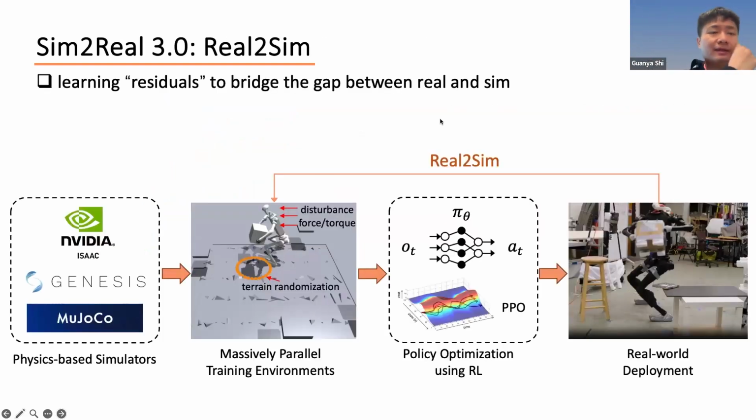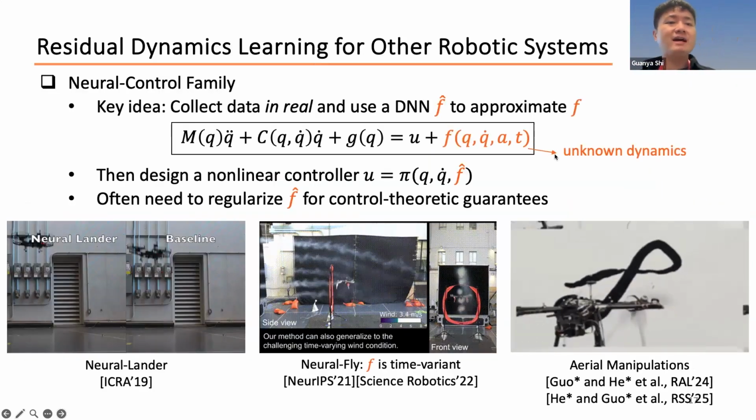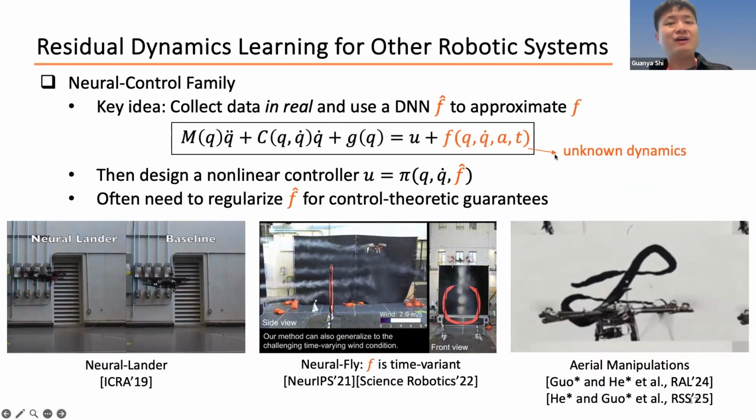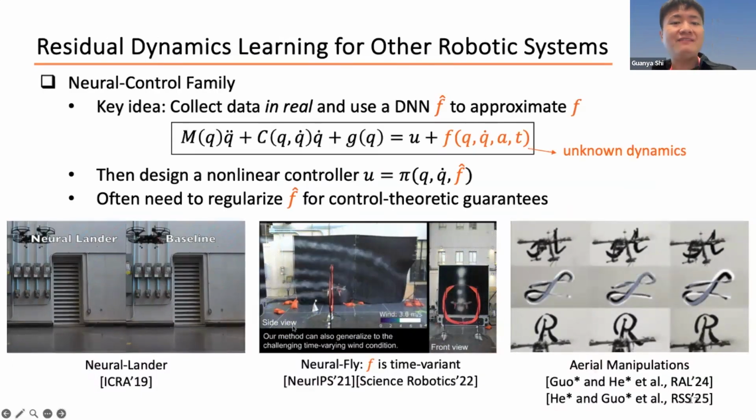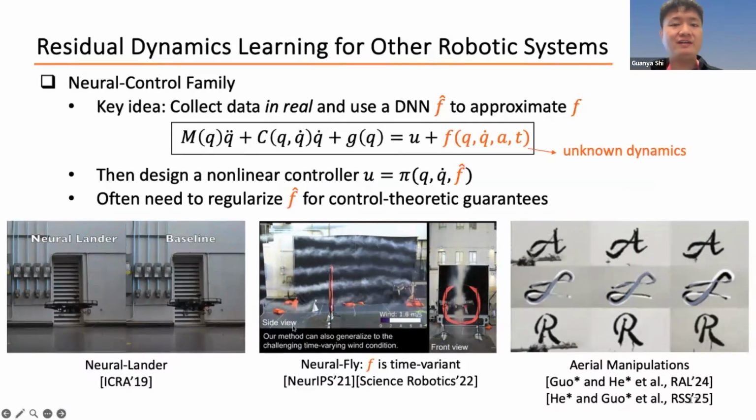Okay, let me start from Sim2Real 3.0, real to sim. So the idea, right, we need to create a feedback loop between the simulation and real world. We want to learn something from the real world to bridge the gap between sim and real. We need to go from the real world back to the simulation. Fortunately, people have done that on other robotic platforms in the control and robotics community. For example, I've done a lot of this kind of thing in my PhD.